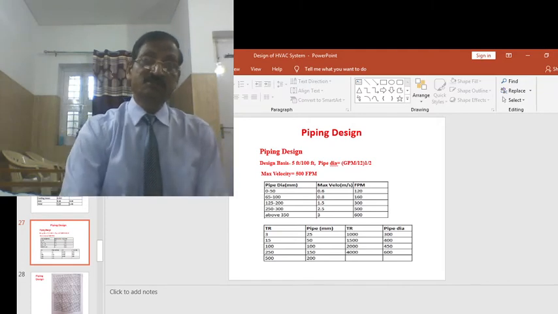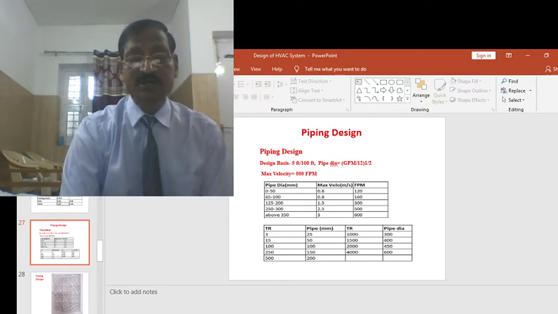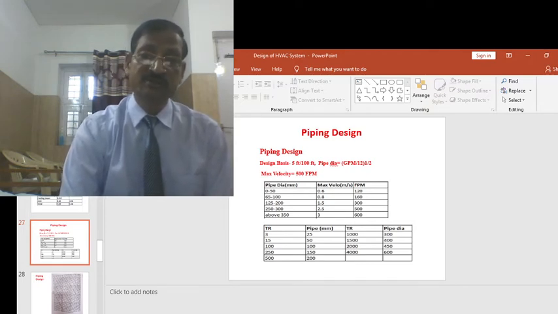Normally for chill water system, we use 2.4 US GPM per ton, and for condenser water 4 US GPM per ton. But in case of a big plant, we use 2 US GPM per ton for chill water and 3 US GPM per ton for condenser water.